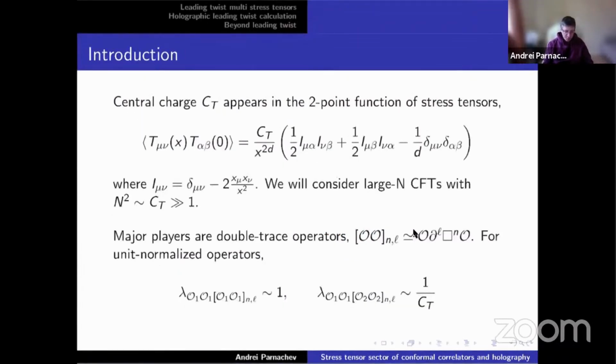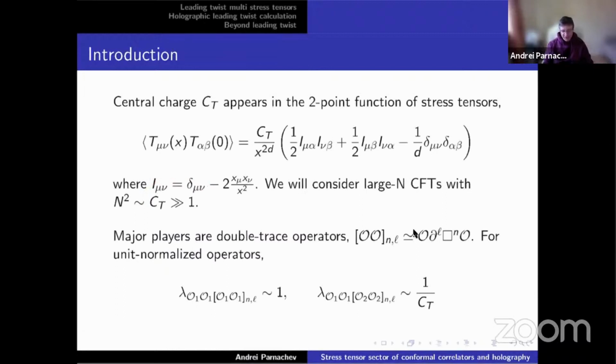Now, another important object in CFTs is the central charge, C_T, which appears in the 2-point function of the stress tensors. So if you compute the 2-point function of the stress tensor, there is some index structure which is completely fixed. And then the coefficient which appears in front is the central charge. And in this talk, I will discuss CFTs where the central charge is very, very large. And sometimes I'll also refer to C_T as N squared for these reasons.